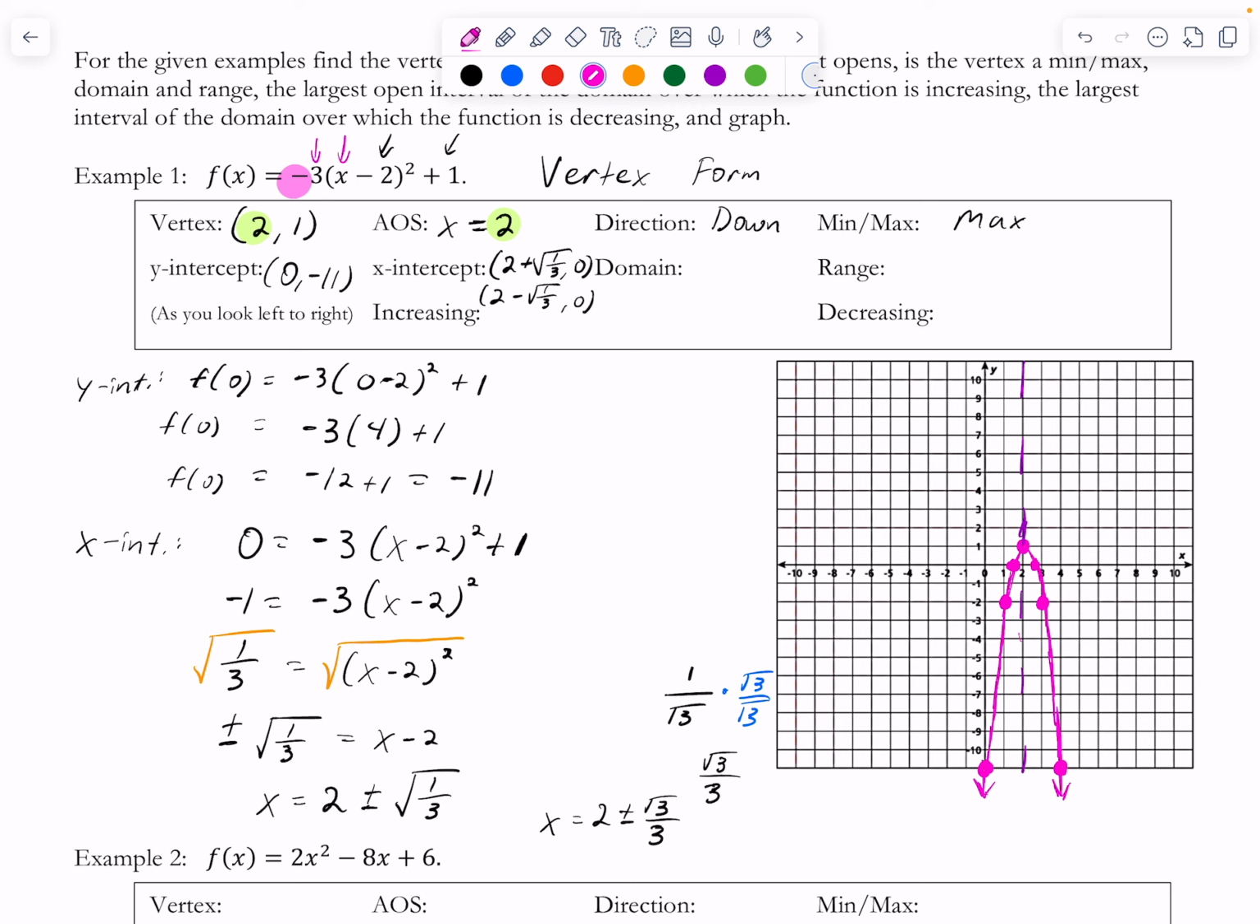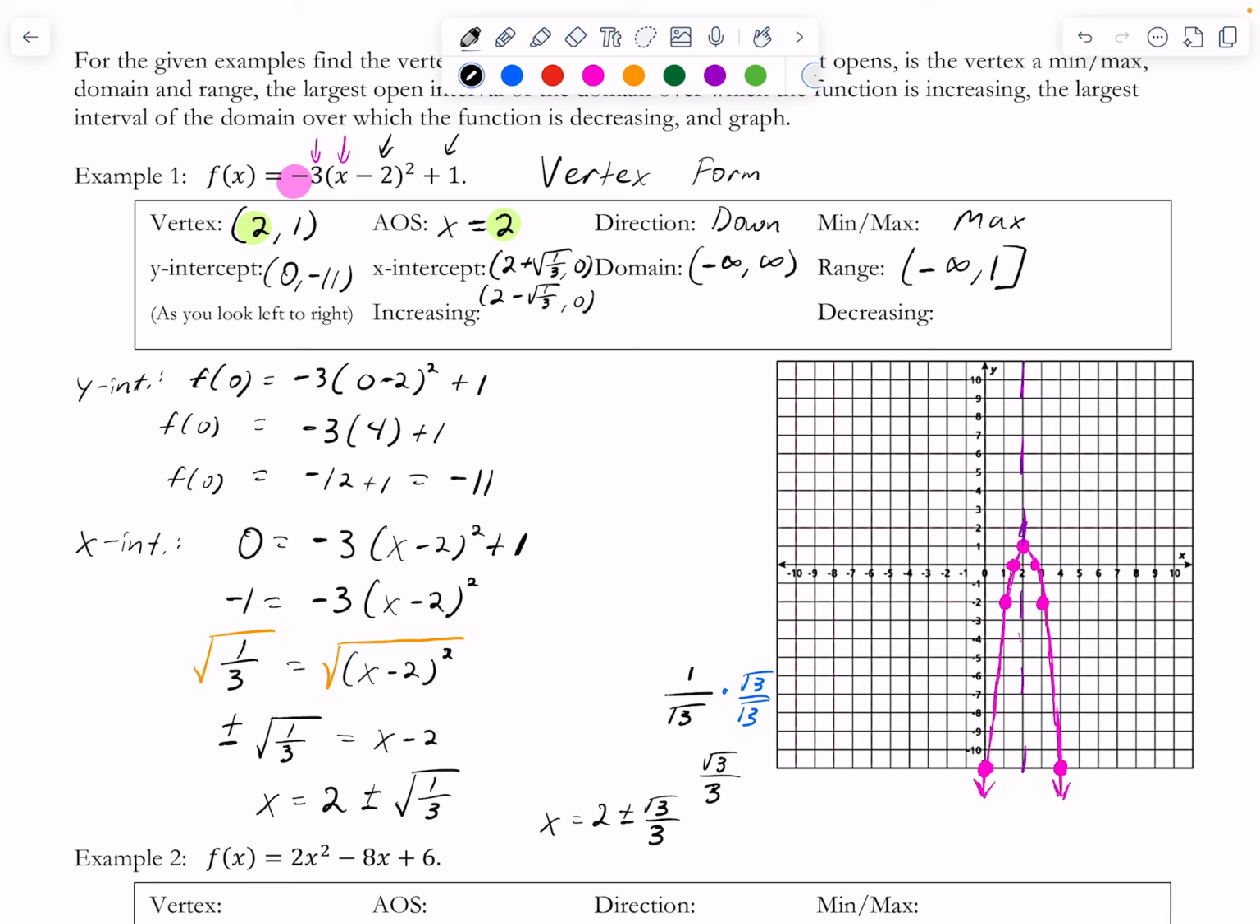Okay, so there's the graph. Let's go ahead and do the last little characteristics here. The domain we know, or should know, is all real numbers, so negative infinity to infinity. Now this range, the lowest y value for the range is going to be negative infinity, and the highest y value is going to be positive 1.